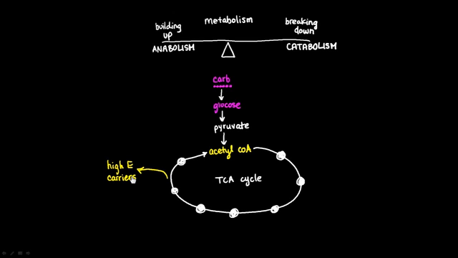What happens to the high energy carriers next is that they basically bounce down a staircase called the electron transport chain. And as they go down that staircase, they give off a chemical called ATP. And ATP is the currency of energy in the human body. So ATP is the same as energy in the human body.